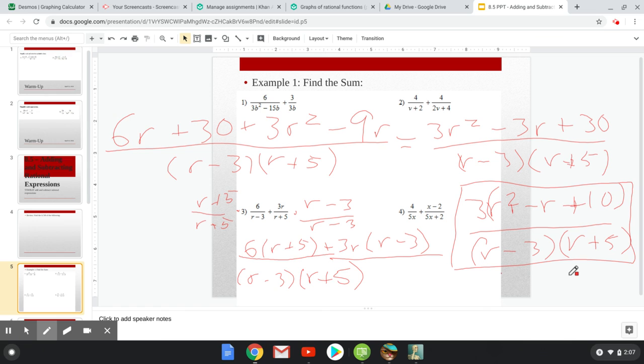So yeah, that's basically how it goes when your denominators are completely different. You're just going to multiply each side by the other fraction's denominator and then add, distribute, combine like terms, simplify, refactor if you can.